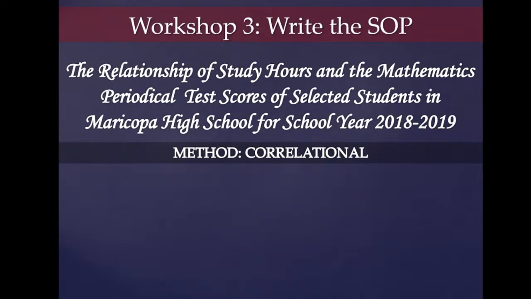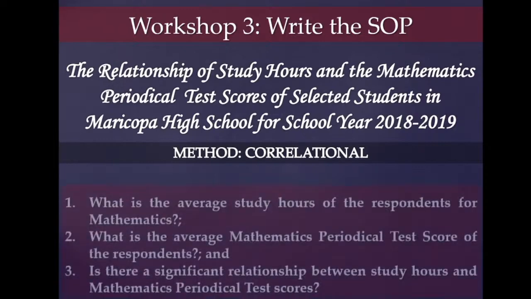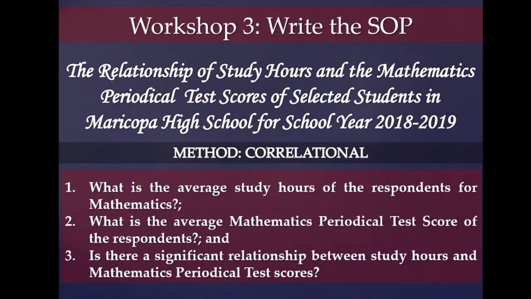All right, time's up. Let's see the possible questions. Okay, so here are the possible research questions that we can write for our title here. The first one could be, what are the study hours of the respondents for mathematics? All right, why is that the first question? Because the first variable talks about study hours, right?